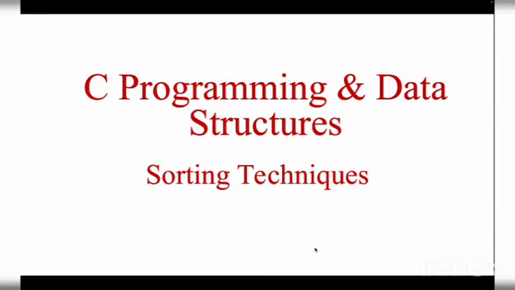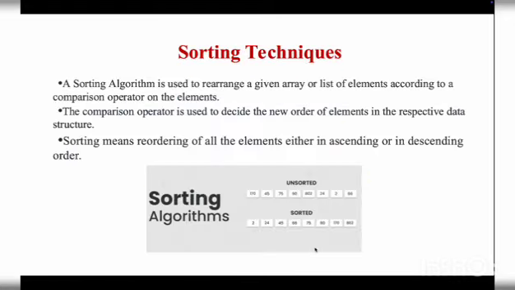And today we are going to see about the basic sorting techniques that are carried out in C programming and data structures. Basically, a sorting algorithm is used to rearrange a given array or list of elements based on the comparison operator on the elements. The comparison operator is used to decide the new order of elements in the respective data structure. In a simple manner, sorting is nothing but reordering of all the elements either in ascending or in descending order.